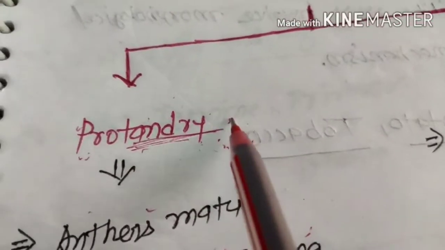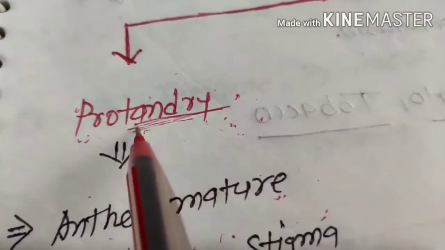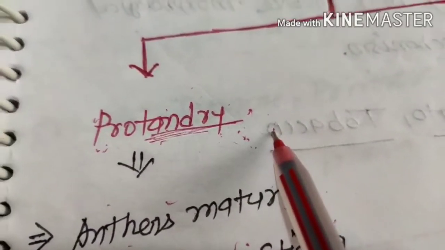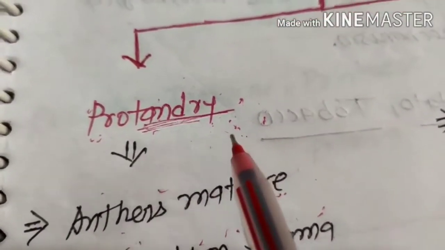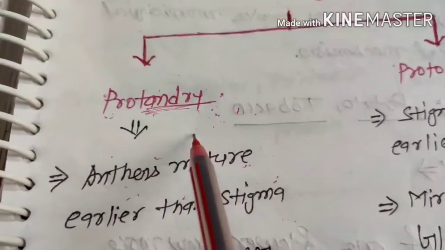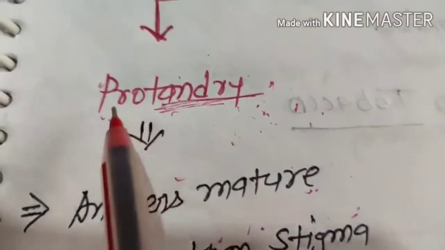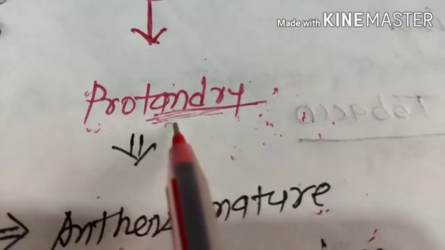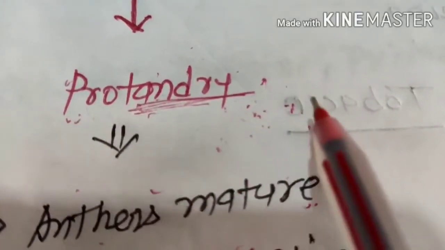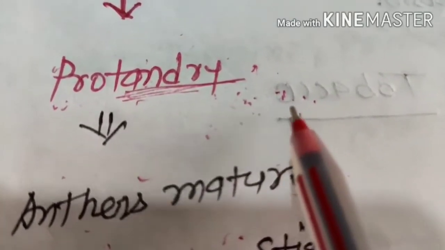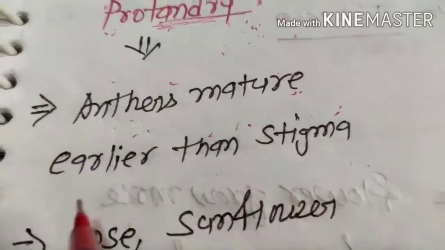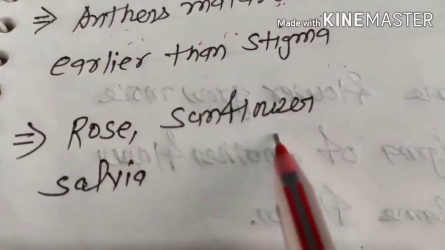Now again we see protandry. Here is one keyword: protandry. Andry is related to androecium, and androecium is the part of the flower. Stamen is the smallest unit of androecium, and stamen is also called the male reproductive part of the flower. Stamen contains anther and also filament. So in the case of protandry, anthers mature earlier than stigma, and examples are rose, sunflower, salvia.